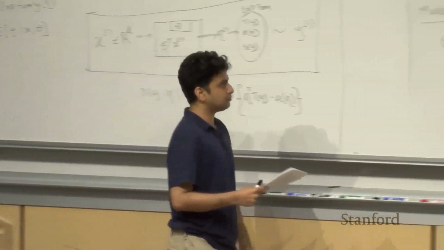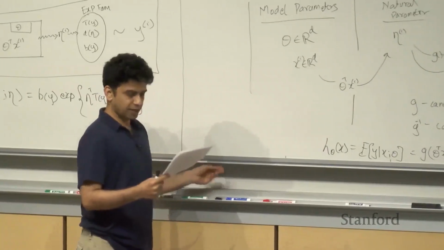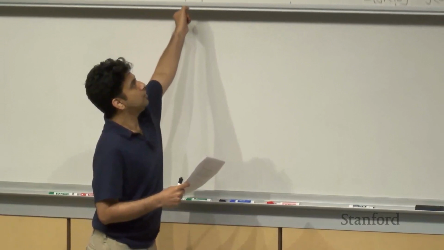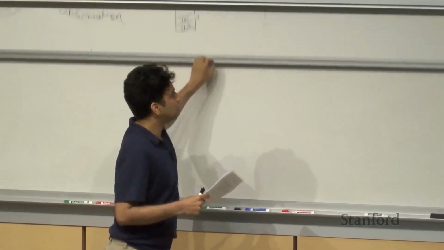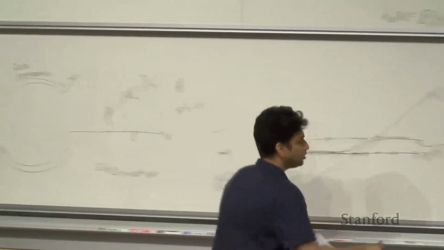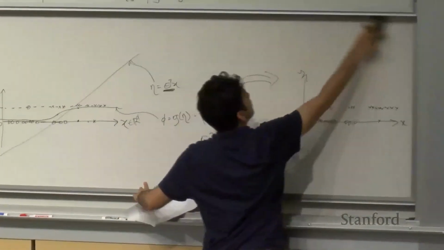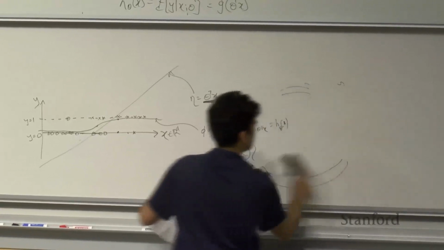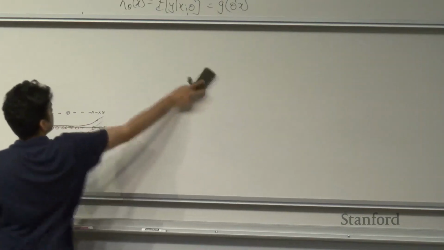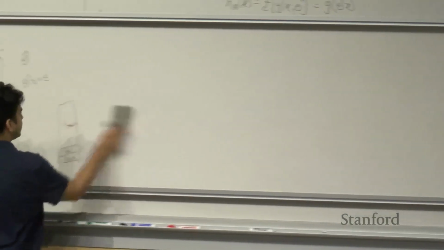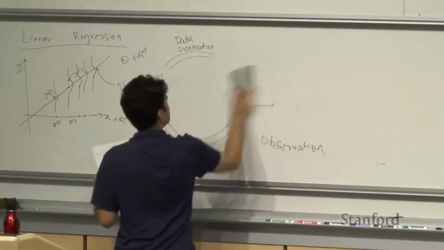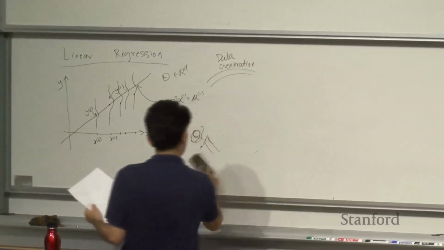Yeah, so are there other kinds of generalized linear models? That's the next thing we're going to discuss. We saw two examples of generalized linear models, classification and regression, and let's see a few other types of GLMs.